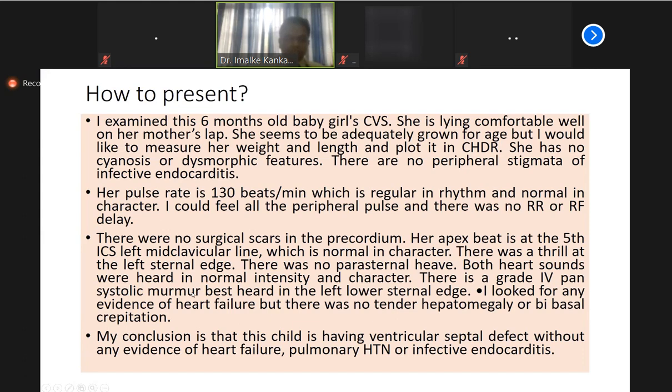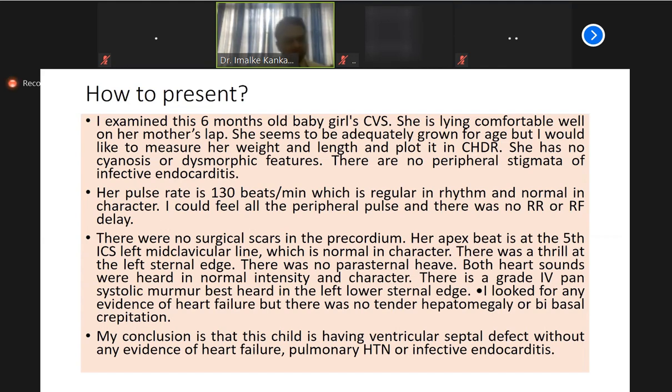Both heart sounds were heard in normal intensity and character. There's a grade 4 pansystolic murmur, best heard at the left lower sternal edge. I looked for any evidence of heart failure, but there was no tender hepatomegaly or bibasal crepitations. These are the sentences which you can use. My conclusion is that this child is having ventricular septal defect without any evidence of heart failure, pulmonary hypertension, or infective endocarditis. That's your conclusion.